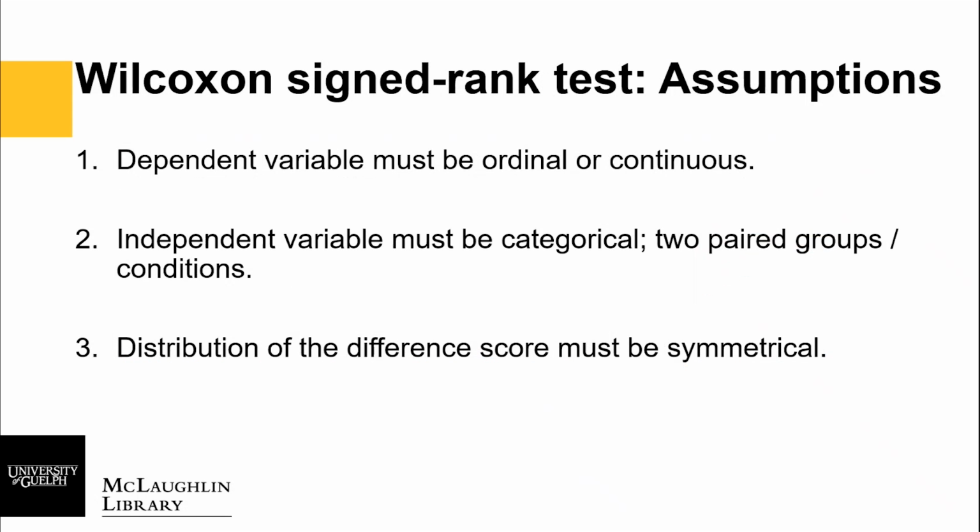All right, we have three main assumptions of our Wilcoxon signed rank test. The first is that your dependent variable must be ordinal or continuous. The second is that your independent variable must be categorical with two paired groups or conditions. And the third is that the distribution of the difference score must be symmetrical. This one's specific to this test. We'll check this one in a few slides. Let's go.